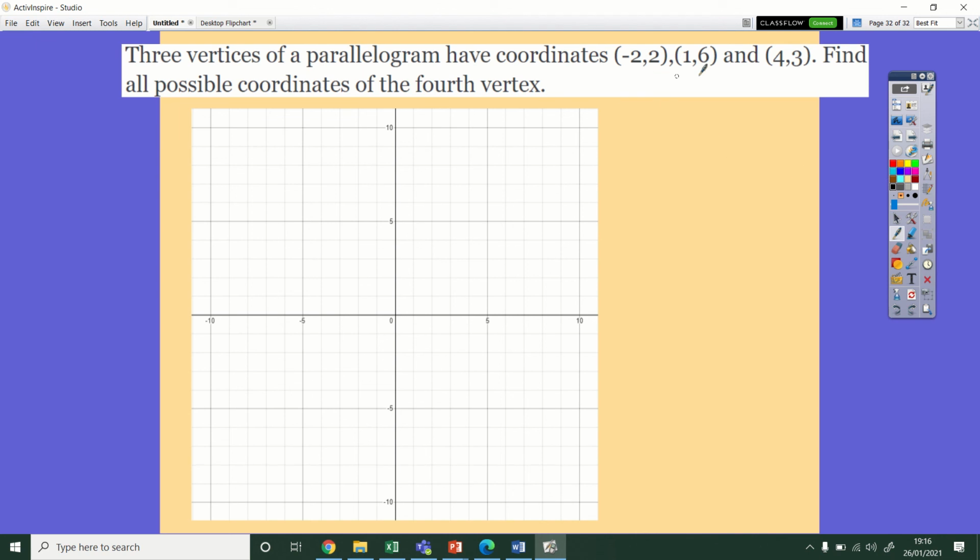So let's first of all plot these points, and then we'll think about where the 4th vertex could possibly go. So we've got -2, 2, that's going to be here. We've got 1, 6, that's going to be up there. And 4, 3, that's here. All right, so coordinates are given there. We don't particularly need to put the position vectors on if you don't want to for this question, but we're looking at the grid now to figure out where the 4th coordinate can go. So I think it'd be sensible to join these together. So one possibility is to join these together like this.